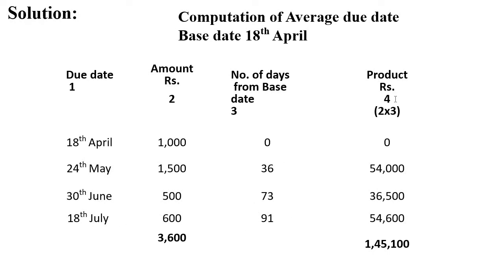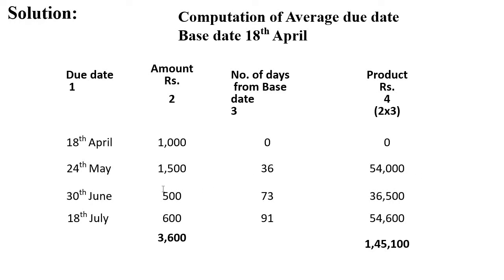In the fourth column, we have to find out the product. For the product, you have to use a simple logic. You have to multiply the amount column and the number of days. What is the amount for 18th April? It is 1000. So 1000 into number of days. There are nil number of days for 18th April, so 0. For 24th May, the due amount is 1500. The number of days is 36. So 1500 into 36, it is 54,000.